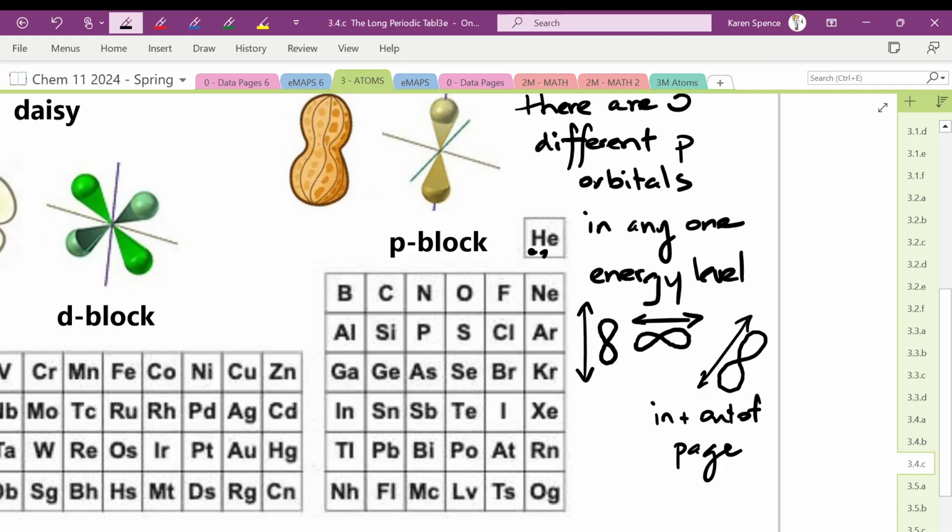So, if you have 3 different p orbitals, how many electrons can each orbital hold? Each orbital can hold 2. Each orbital can hold 2 electrons. Sphere, peanut shape, doesn't matter. Orbitals can only ever hold max 2 electrons.